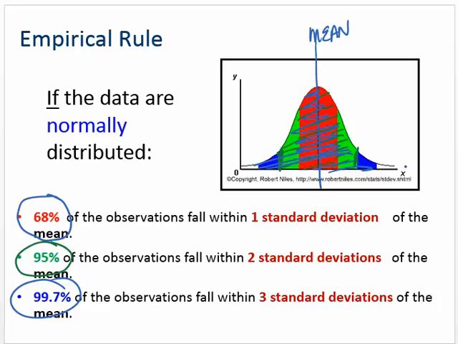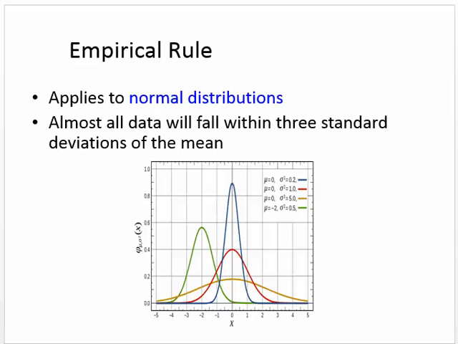There's going to be some things we call outliers, which might end up out here somewhere, but 99% of the data should fall within 3 standard deviations. If it does, then we call this a normal distribution. All right?